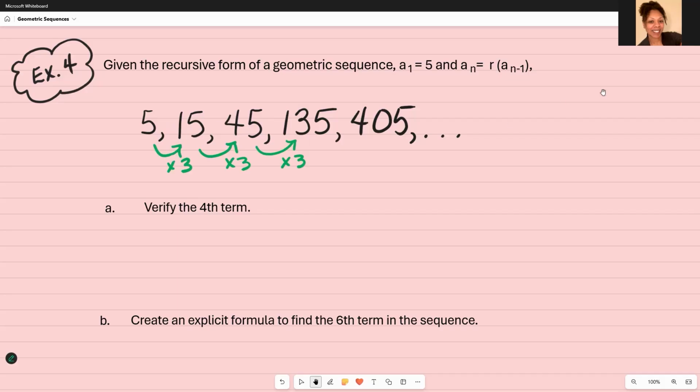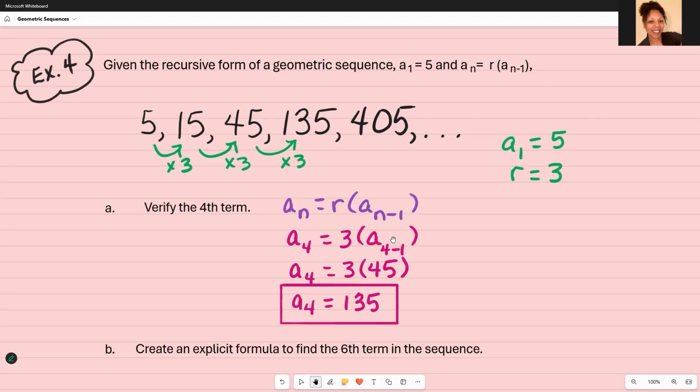I know 2 things about this sequence. I know that my first term is 5, and I know that my common ratio is 3. That's enough information for me to get started in verifying the fourth term. Remember, this is my n, A sub n, and then I'm going to substitute in everything else that I know. After substituting what I know, I just went ahead and simplified it.